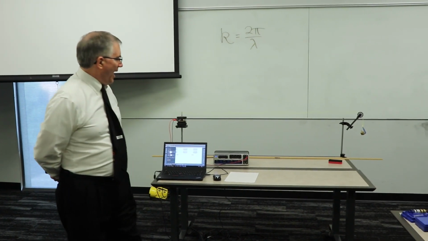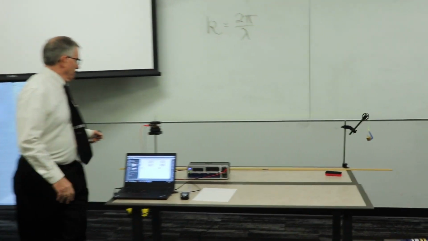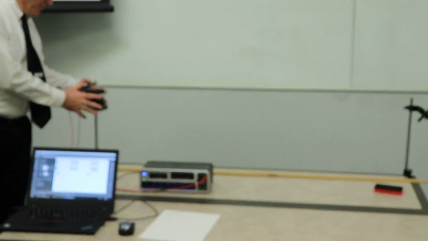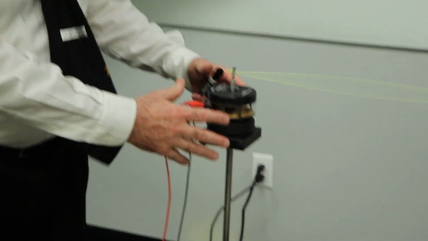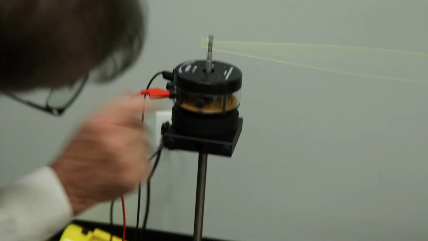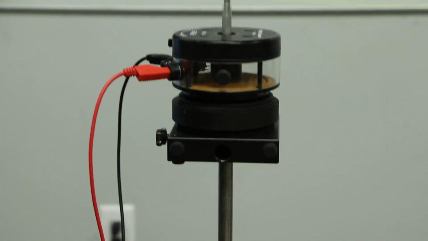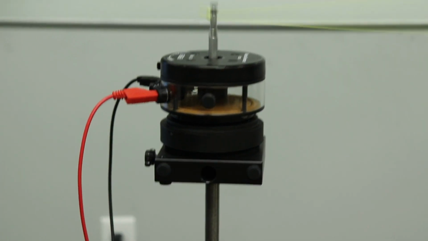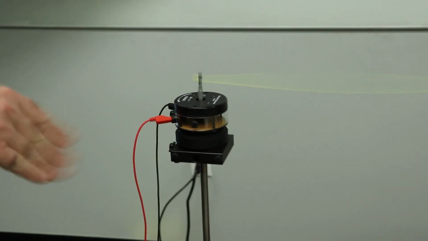And behind me, you can see I have turned on the experiment. So right over here, this is called a vibration generator. And it's basically a speaker. And you can hear it right now. It's making a low frequency sound, about 28 hertz. And it oscillates up and down, up and down, up and down.